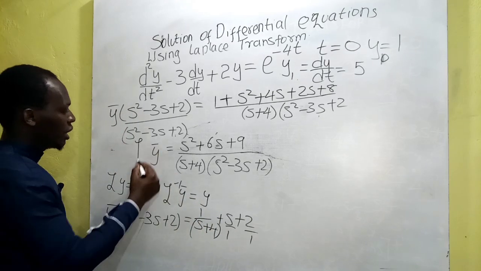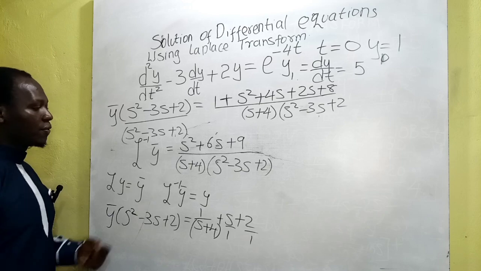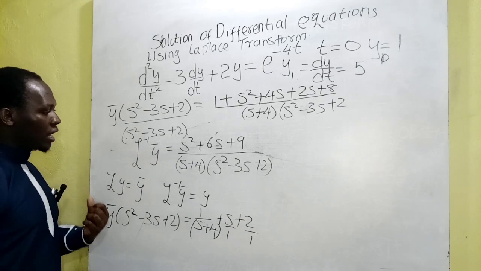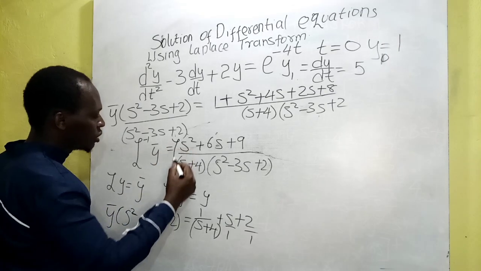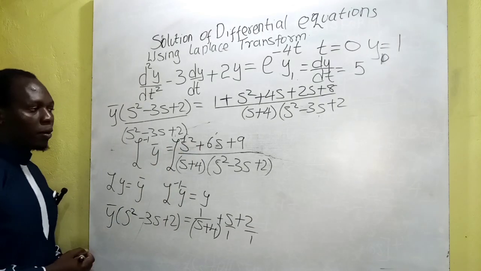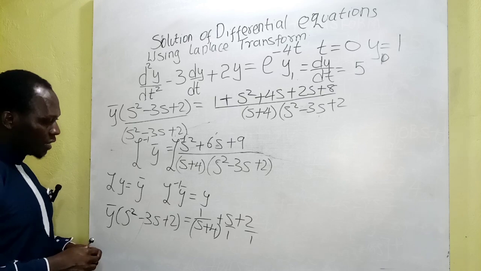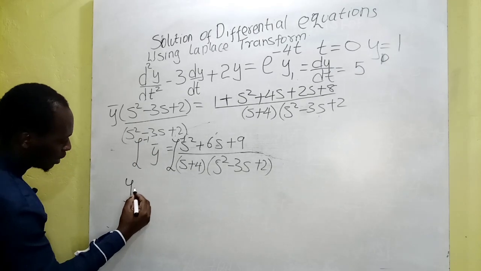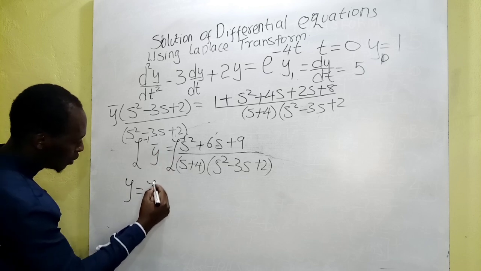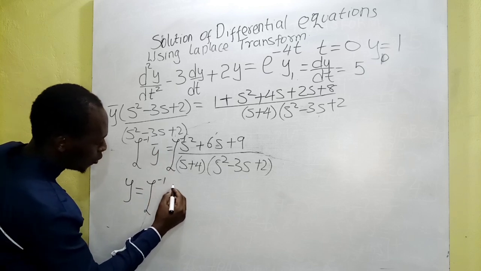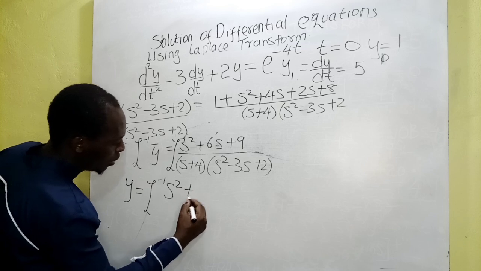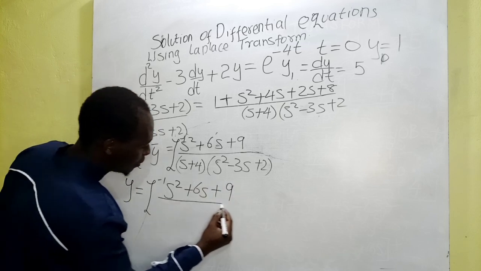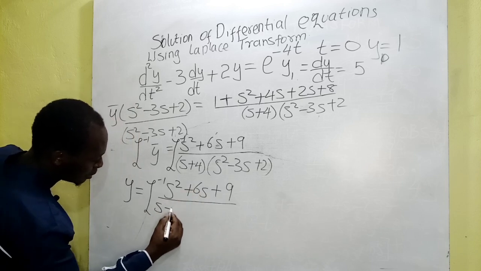When I introduce here the inverse Laplace transform of y bar, for us to have the term of y, also on this side I must introduce the term of y bar. And now we are going to have y is equal to the inverse Laplace transform of s squared, we add 6s, we add 9, everything all over s plus 4.